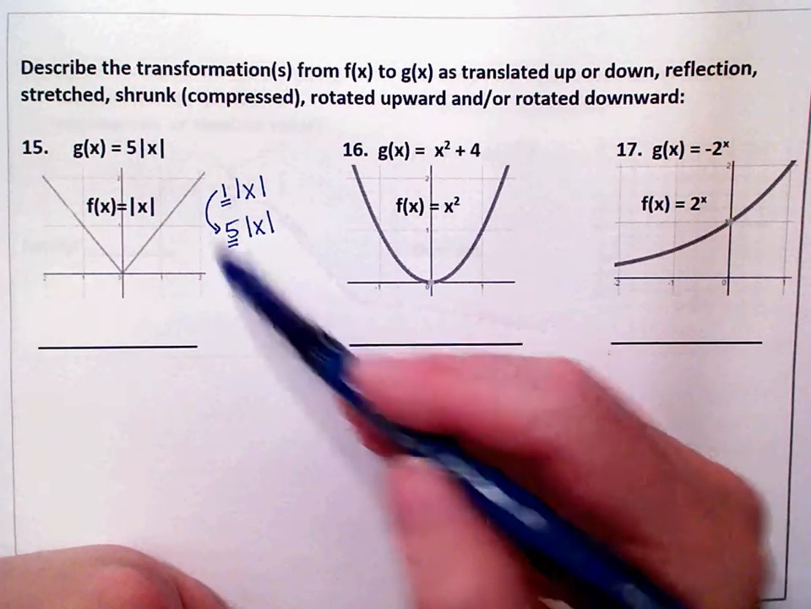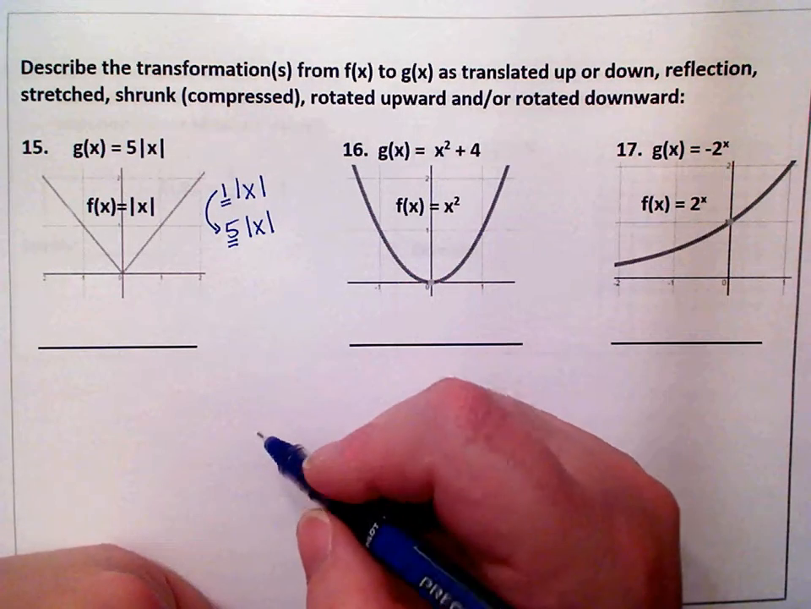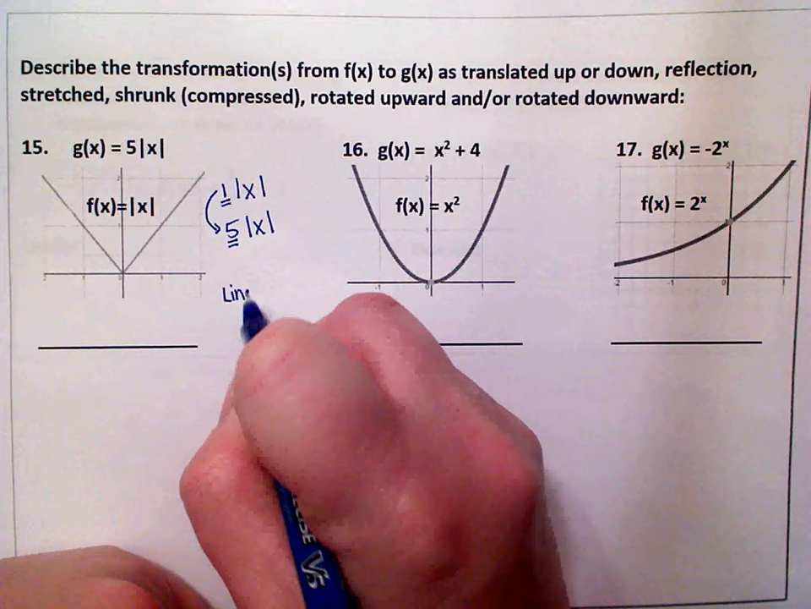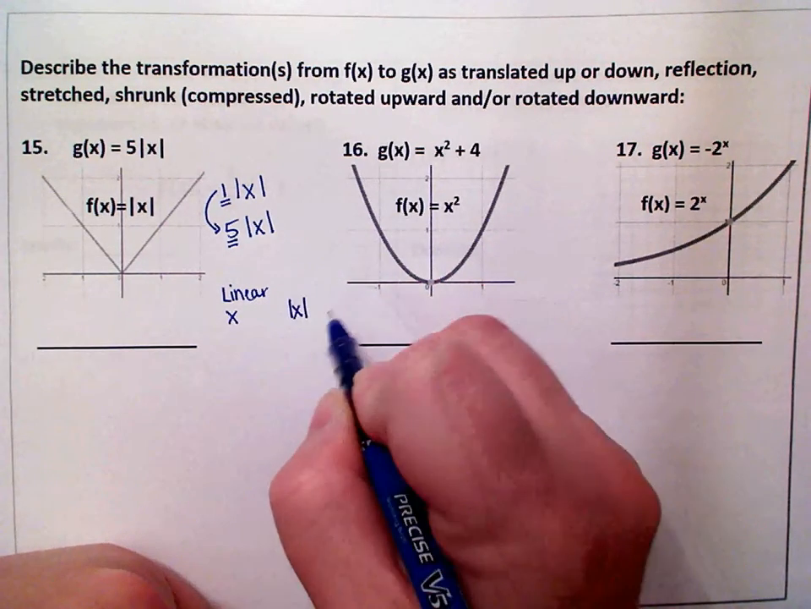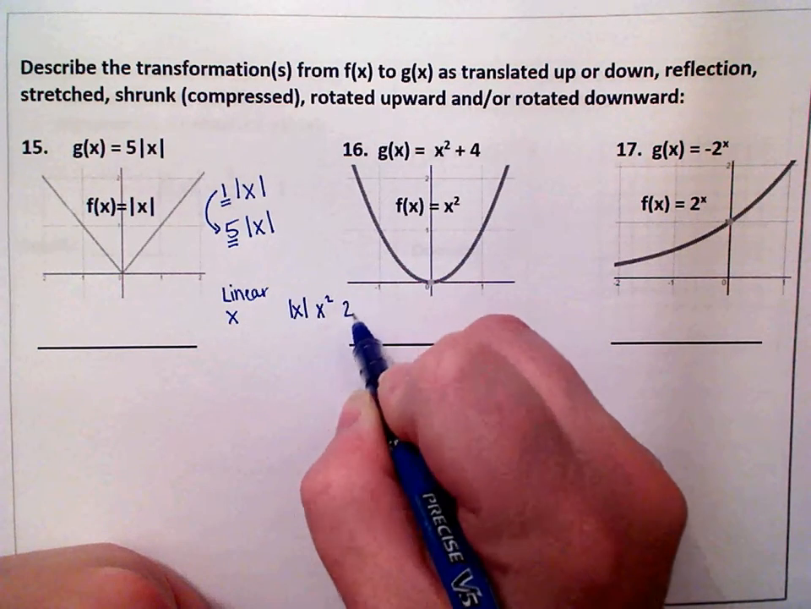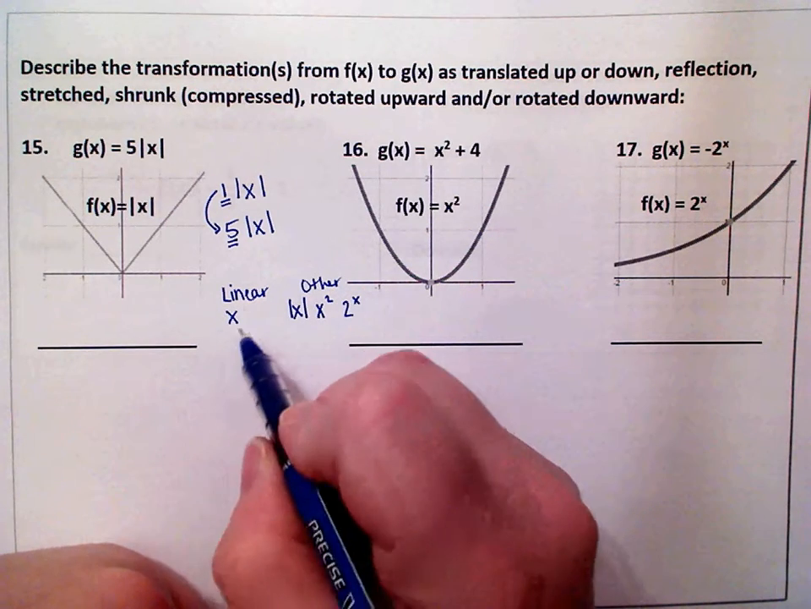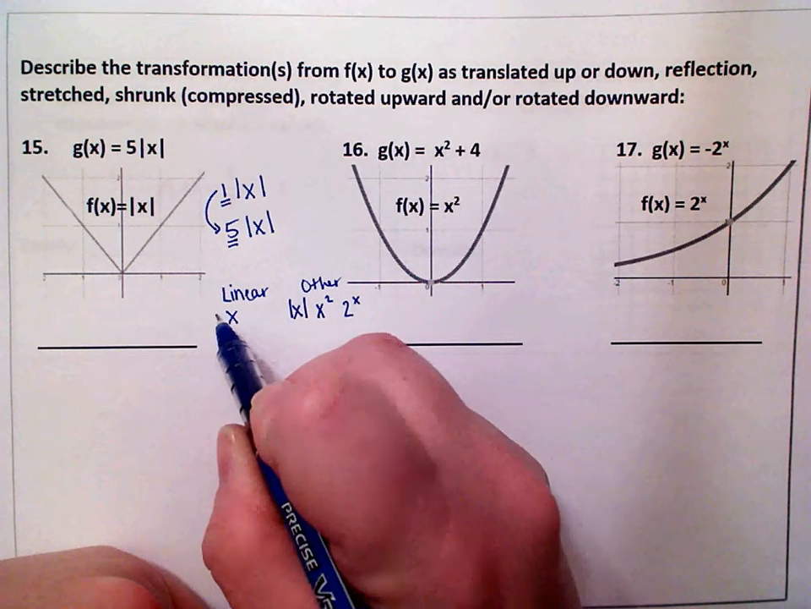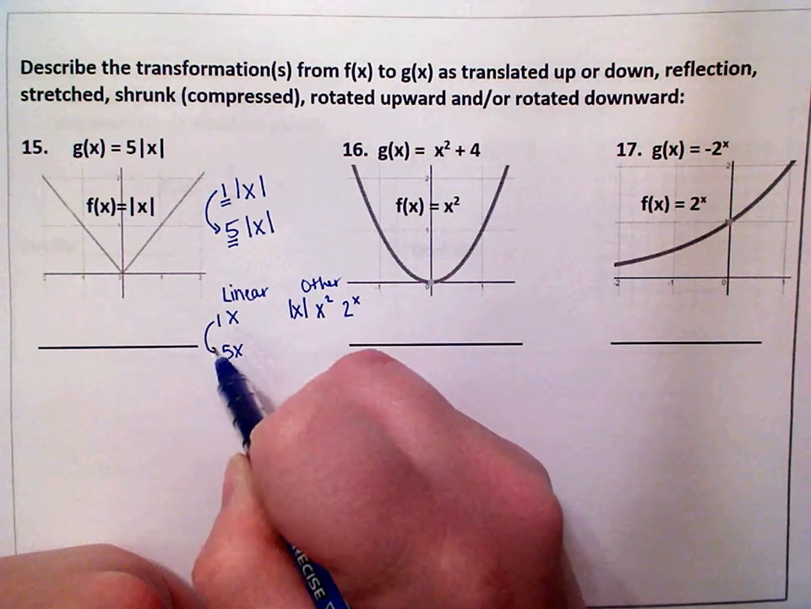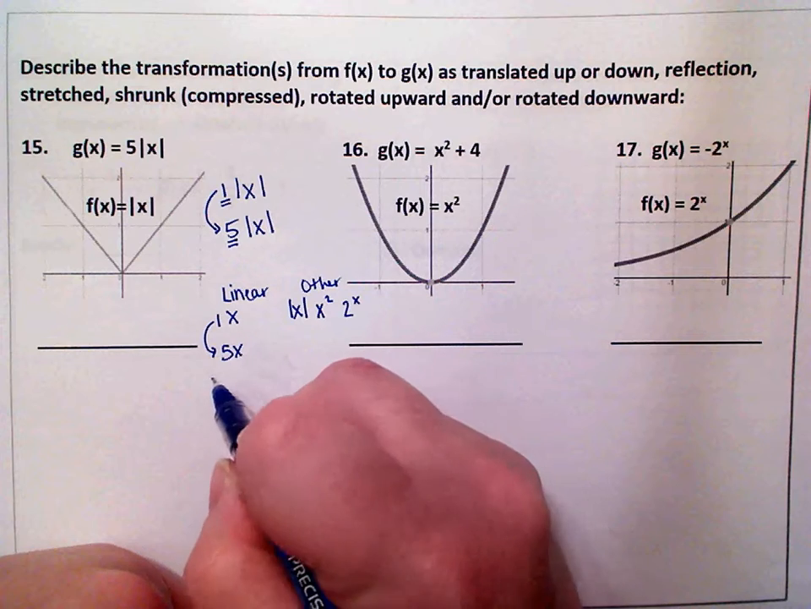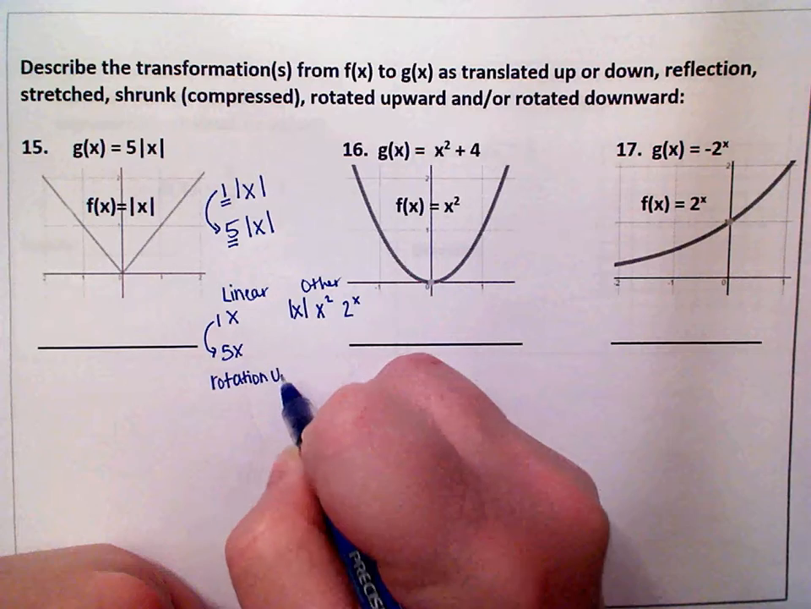Now that number change means something different for linear functions than it does for the other three. So remember, linear is when you just have an x. All the other three are the absolute value, your quadratic, and your exponential. If you have a number change in your linear, so let's say you had an x and then the next time you had 5x, that changed from a 1 to a 5. For a linear, we call that a rotation. If the number increased like this one did, it would be a rotation up.